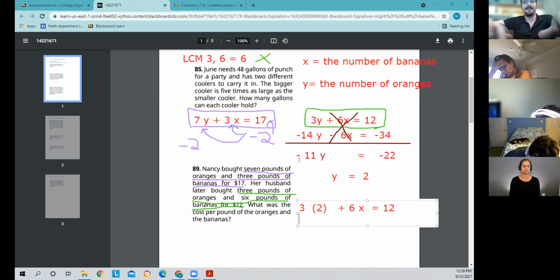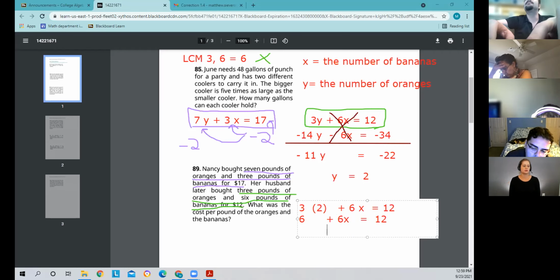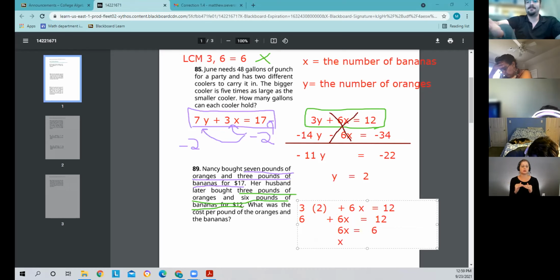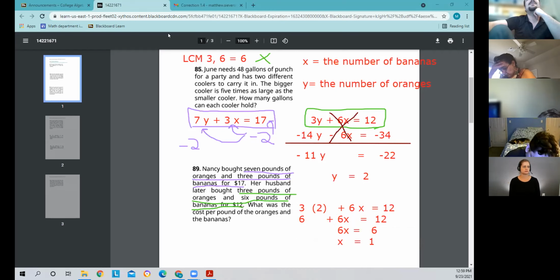Oh, and then solving this thing. 6 plus 6x is equal to what? 12. Remove the 6. Then we get 6x is equal to 6. And then we get x is equal to 1. That's it. So now I think we got the two numbers.